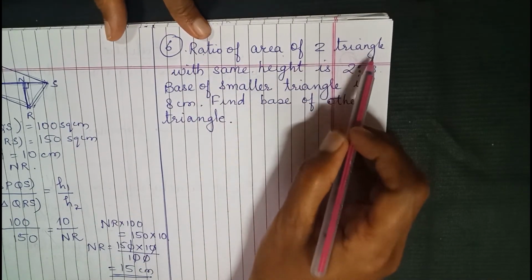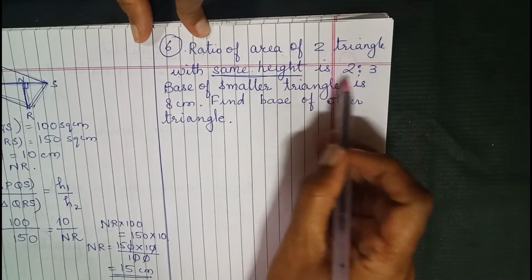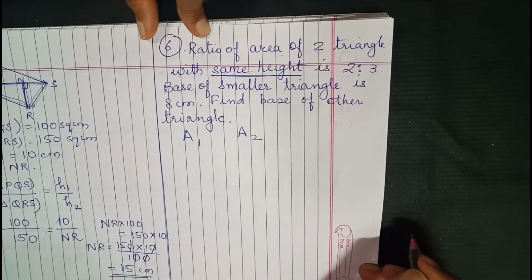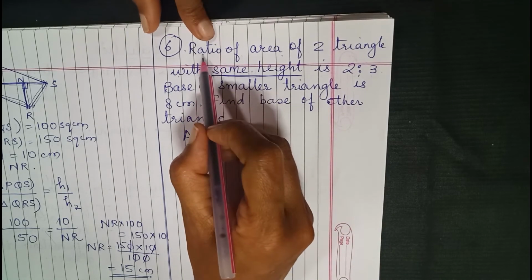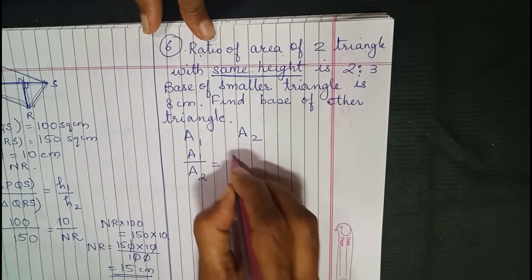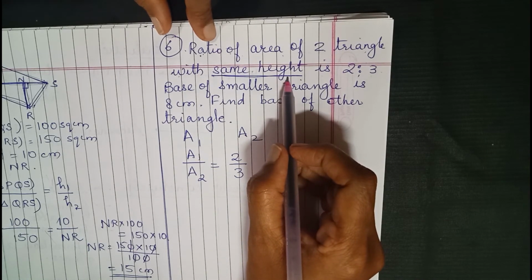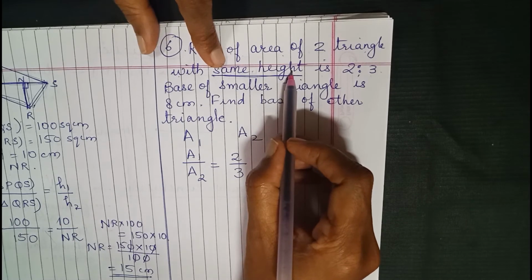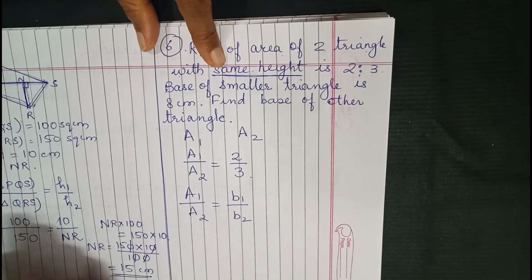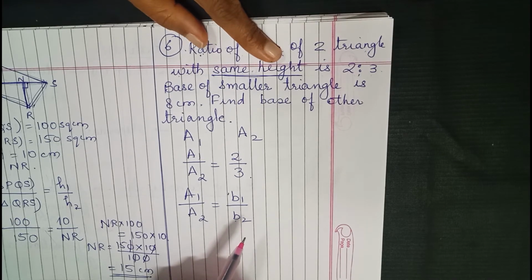The ratio of areas of two triangles with the same height, that means we will not be using H1 and H2 here, is 2:3. So first let's assume, let A1 be the area of the first triangle, A2 be the area of the second triangle. Now what the question says is the ratio of areas of two triangles, that means A1 upon A2 is equal to 2 upon 3. Now here H1 upon H2 will not be used because the height is given same. So A1 upon A2 will be equal to B1 upon B2. Why are we using B1 upon B2? Because the given condition is that it has the same height.